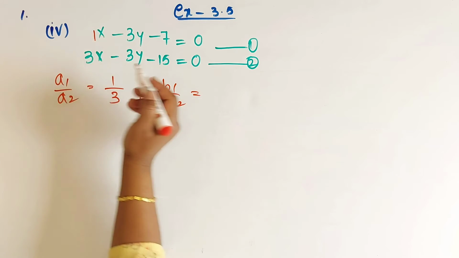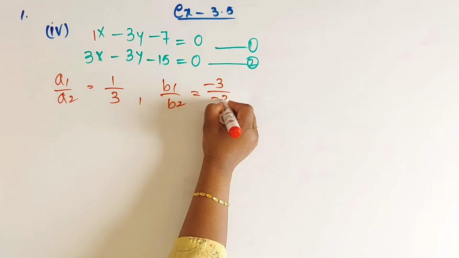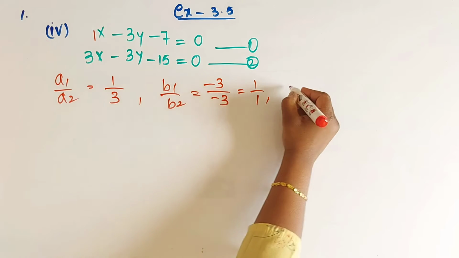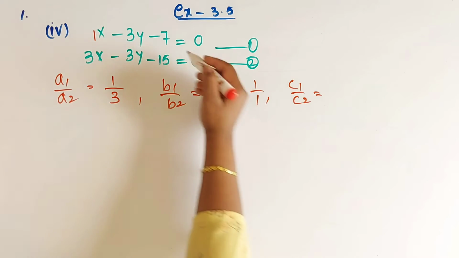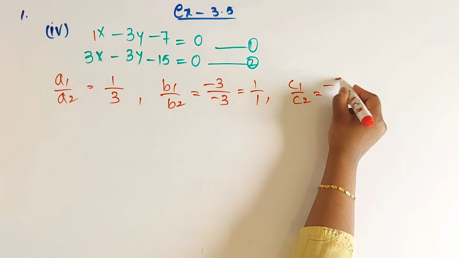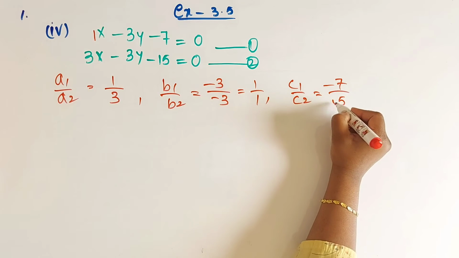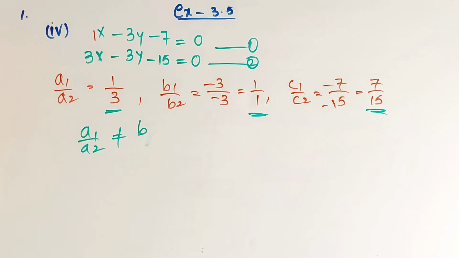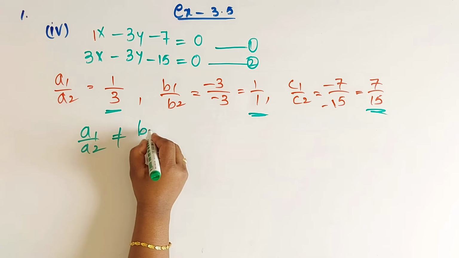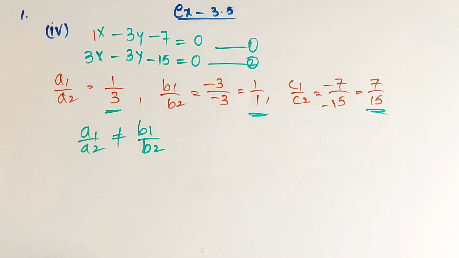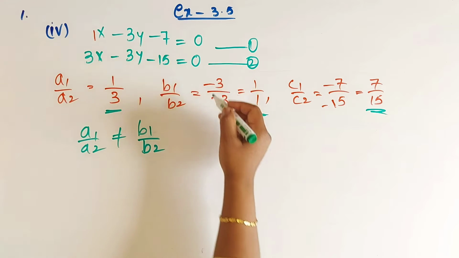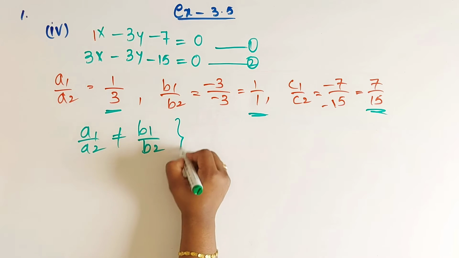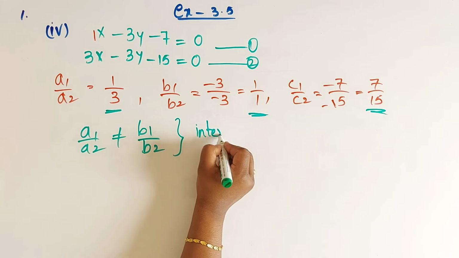Minus 3 here and minus 3 here. Minus 3 divided by minus 3, that equals 1 by 1. Now C1 by C2: minus 7, minus 15. Minus 7 divided by minus 15, children. Minus minus will get cancelled. 7 by 15. If you observe the ratios, A1 by A2 is not equal to B1 by B2. That means this pair of linear equations are intersecting lines.